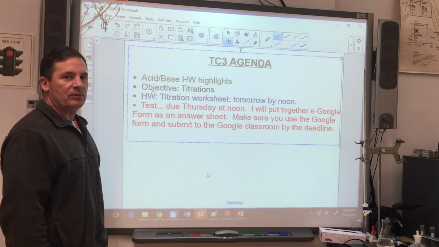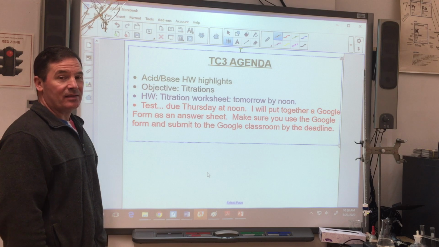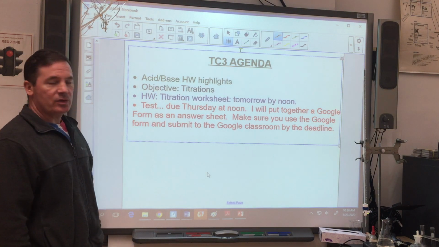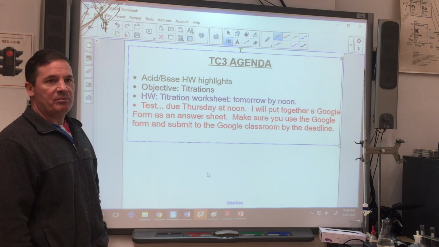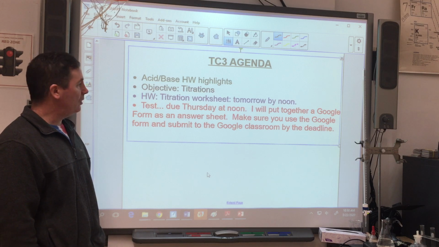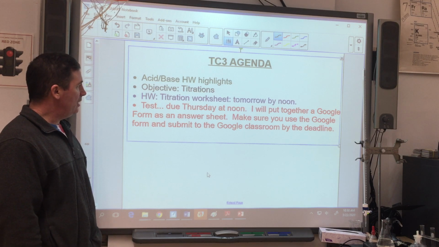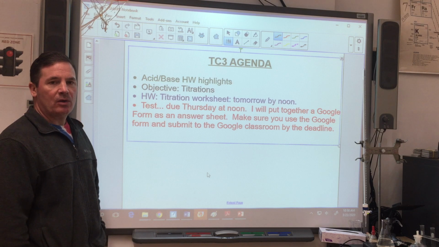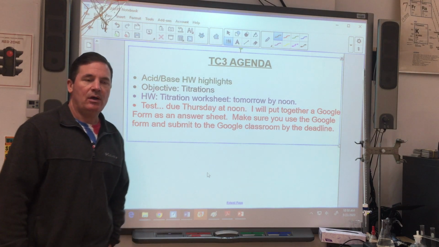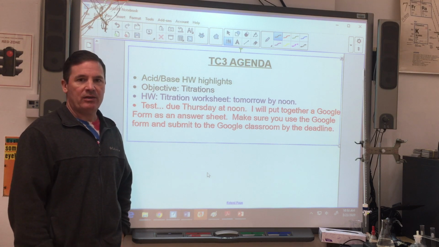Today we're going to be learning about titrations. That's going to be the last thing in this unit. For homework, I'll show you the sheet. You should have it in your packet already, but it's a titration worksheet, and it's going to be due by noon tomorrow.